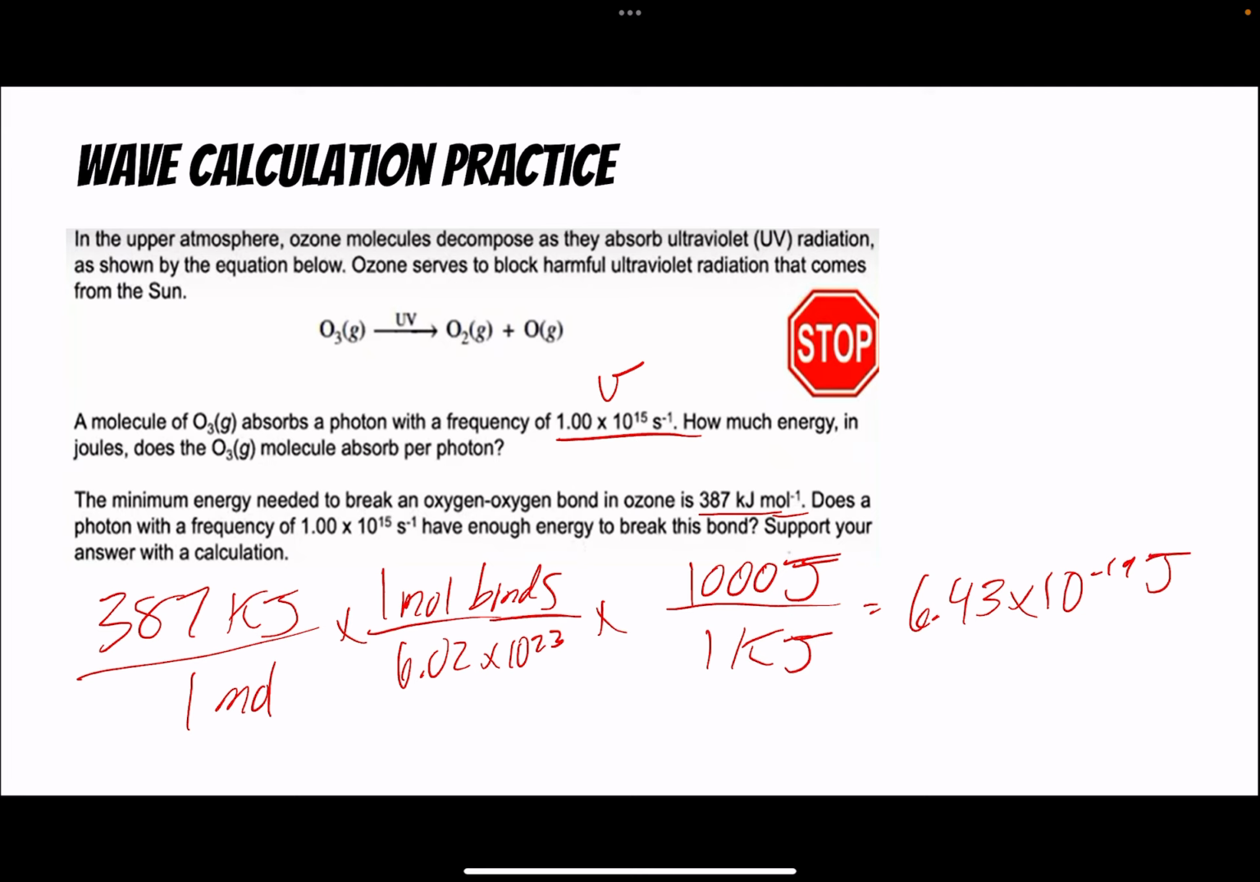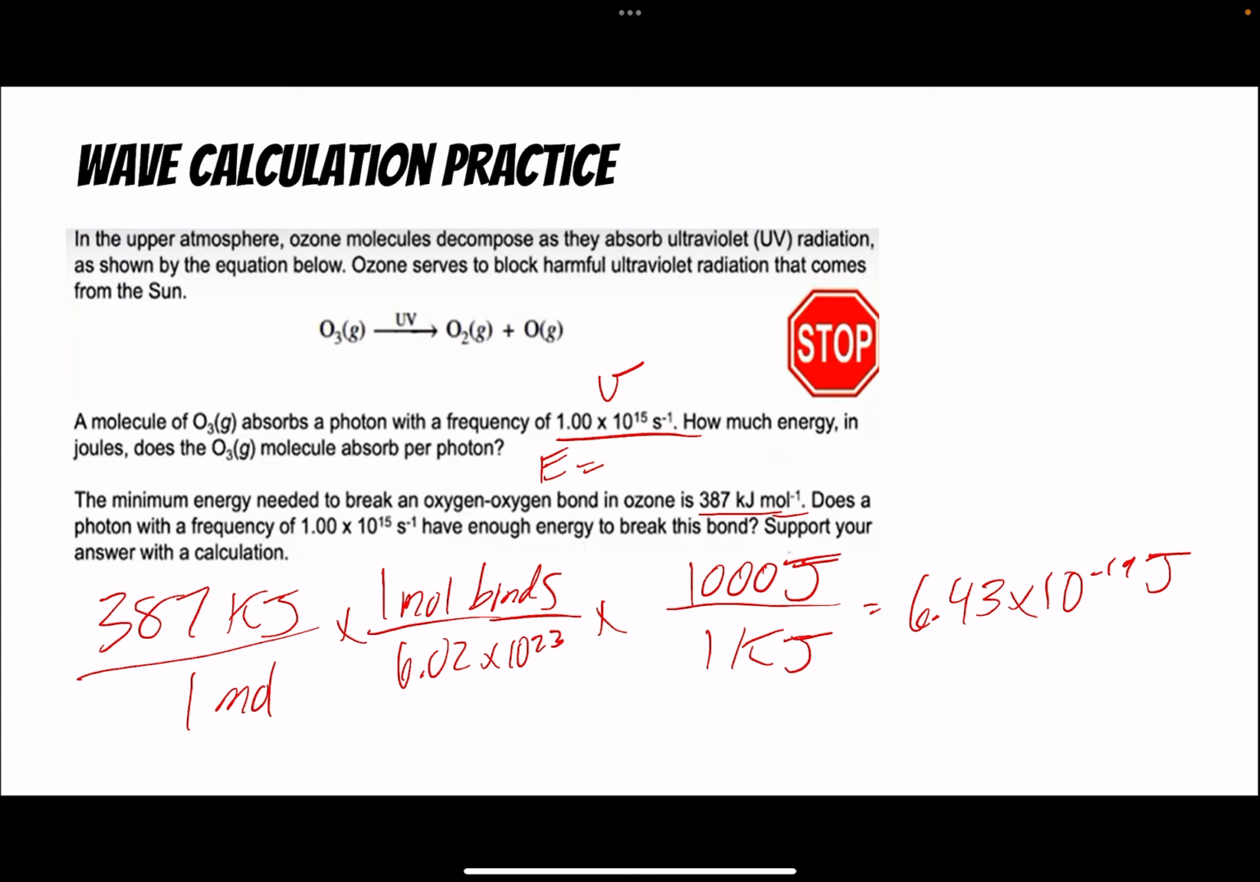So now, is this enough energy to break the bond in the previous problem? So if we look at our other answer... Oh, I'm sorry. Hang on, I didn't work it out. I was looking at the other problem. I totally skipped that. This was the other problem I was talking about, and I didn't even work it out.